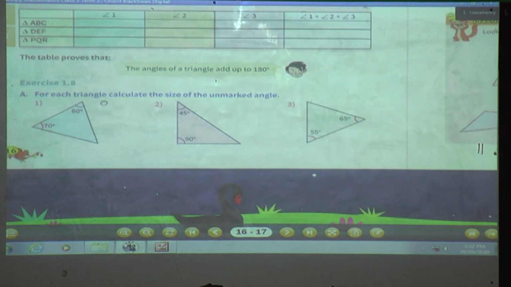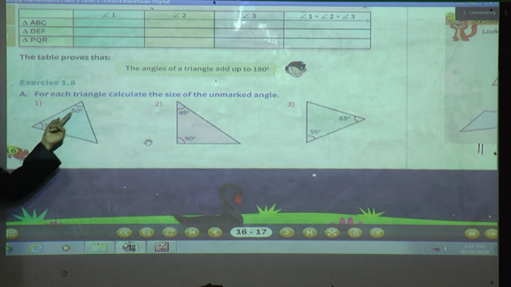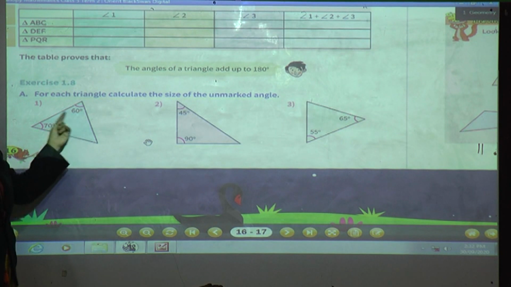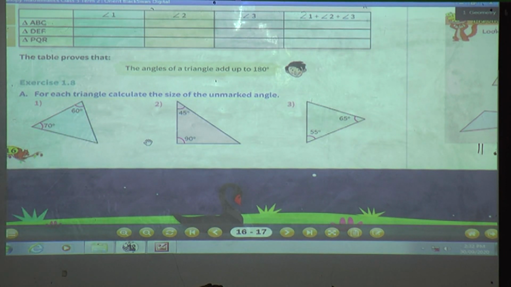Exercise 1.8. So read it carefully, students. For each triangle, calculate the size of the unmarked angle. Here they have given us the measurement of two angles. We have to find the third one. See students, remember that in a triangle, the addition of the three angles is always 180 degree.